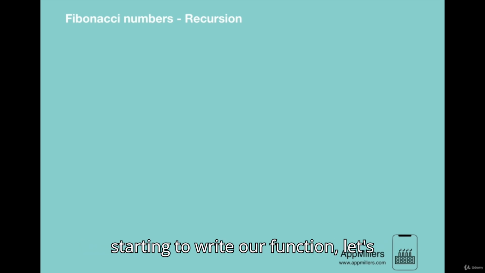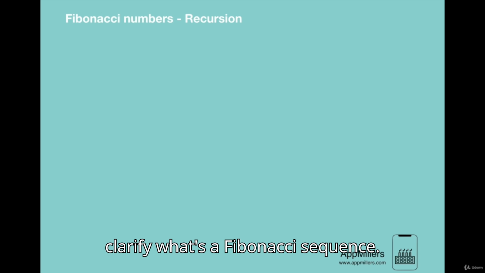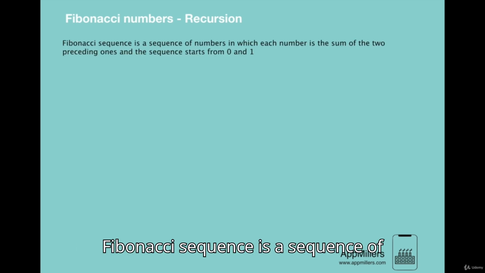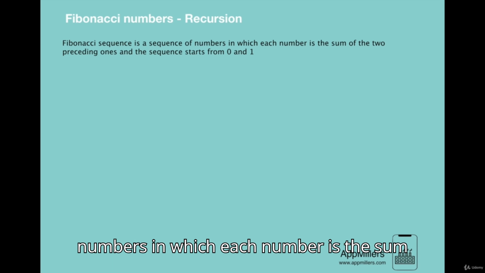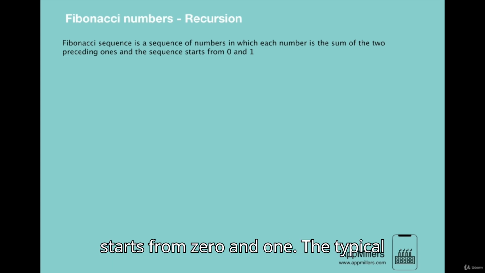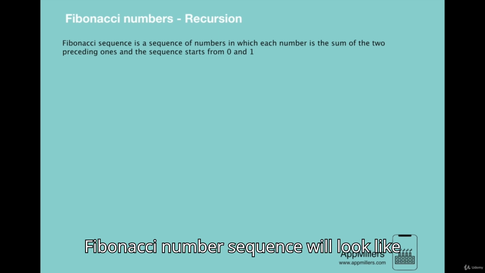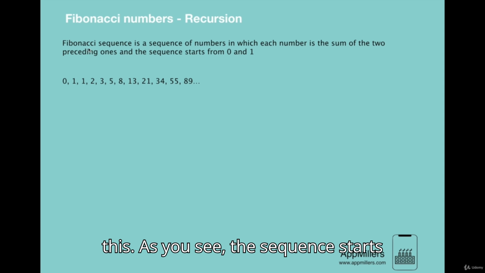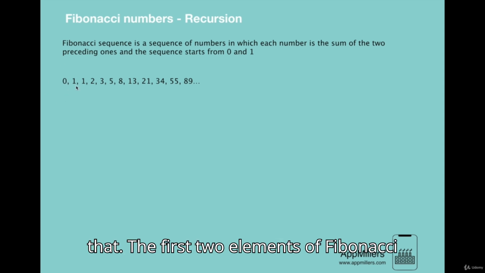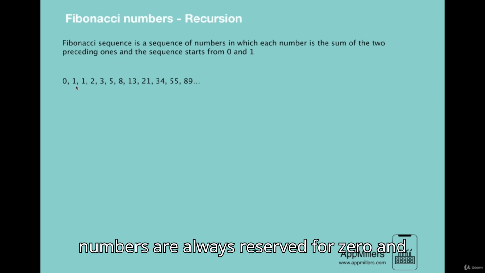So before starting to write our function, let's clarify what a Fibonacci sequence is. A Fibonacci sequence is a sequence of numbers in which each number is the sum of the 2 preceding ones, and the sequence starts from 0 and 1. The typical Fibonacci sequence will look like this. As you see, the sequence starts from 0 and 1. This means that the first 2 elements of Fibonacci numbers are always reserved for 0 and 1.